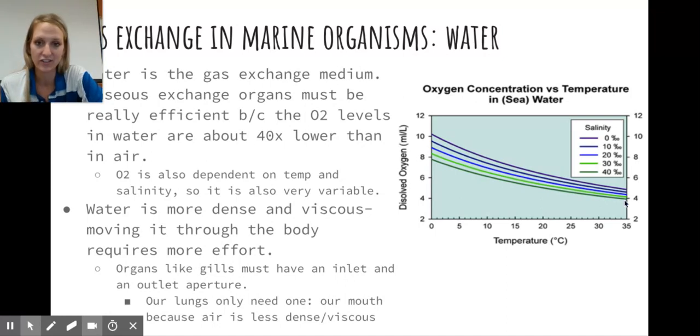Water is more dense and it's more viscous moving through the body, and that's going to require a lot more effort, which is why in that pump ventilation, they have to close their mouth and lift up the buccal cavity to force it out, because it is more viscous and it does require more effort. We can't just have it trickling through. Organs like gills need to have an inlet and an outlet aperture, and so they do. They have the mouth, and then they have out by the operculum. Aperture means opening. Our lungs only need one, our mouth, because air is way less dense and less viscous. It'll just fill it.